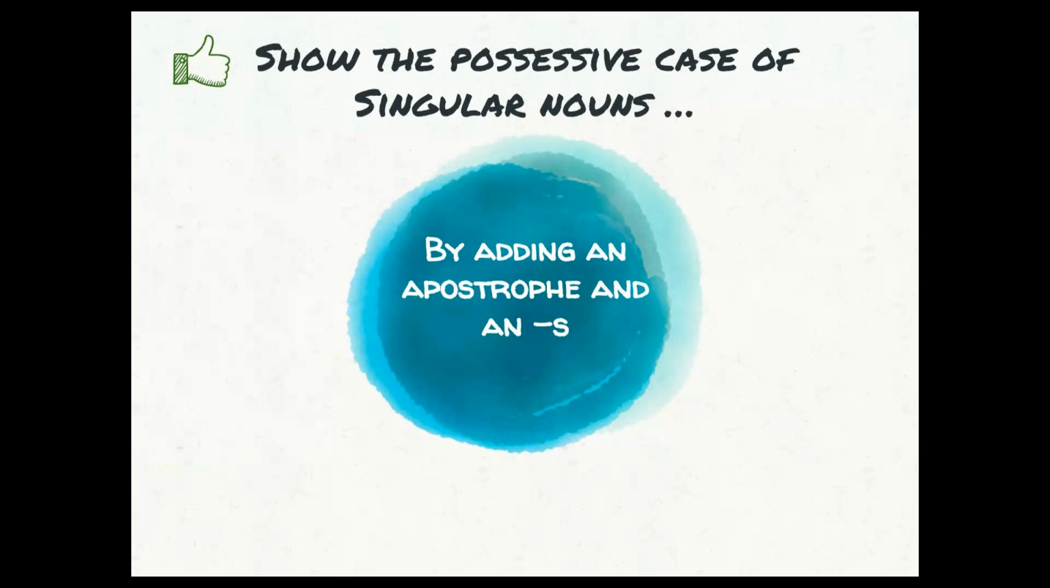So one way that we use apostrophes is to show the possessive case of singular nouns. And we do this by adding an apostrophe and an S. Now this sounds pretty fancy, with possessive cases of singular nouns, but it's very simple. All that means is a noun that represents a single thing owns something else. So here are some examples to make that more clear.